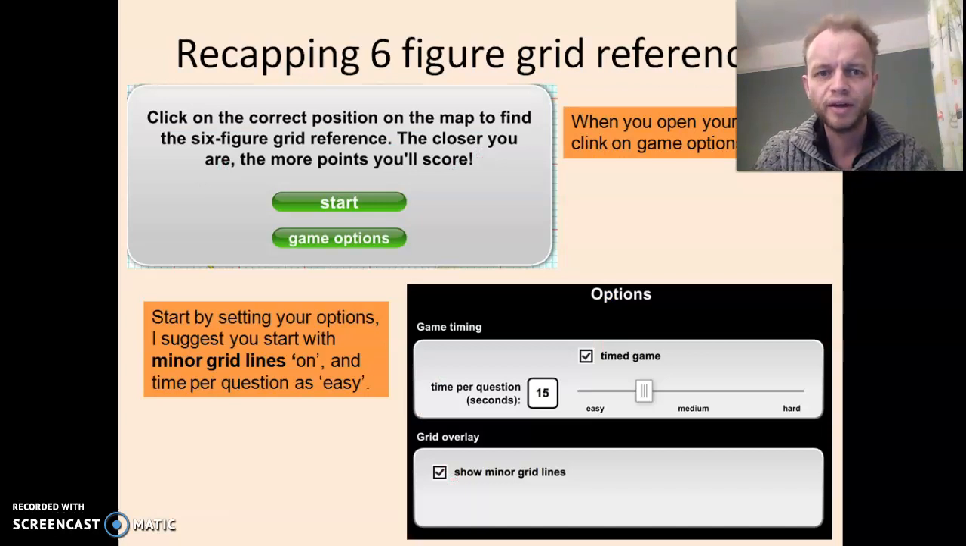So when you go there, click on, to start off with, game options. Okay, you want to start off with game options, and it will start off by asking, do you want a time game? And it starts off at medium. I'd say go down to easy. Start off relaxed, and also what might help is show minor grid lines. So remember we talked about six-figure grid references as like decimal points. Well, that grid is on there to help you. Okay, so use that.